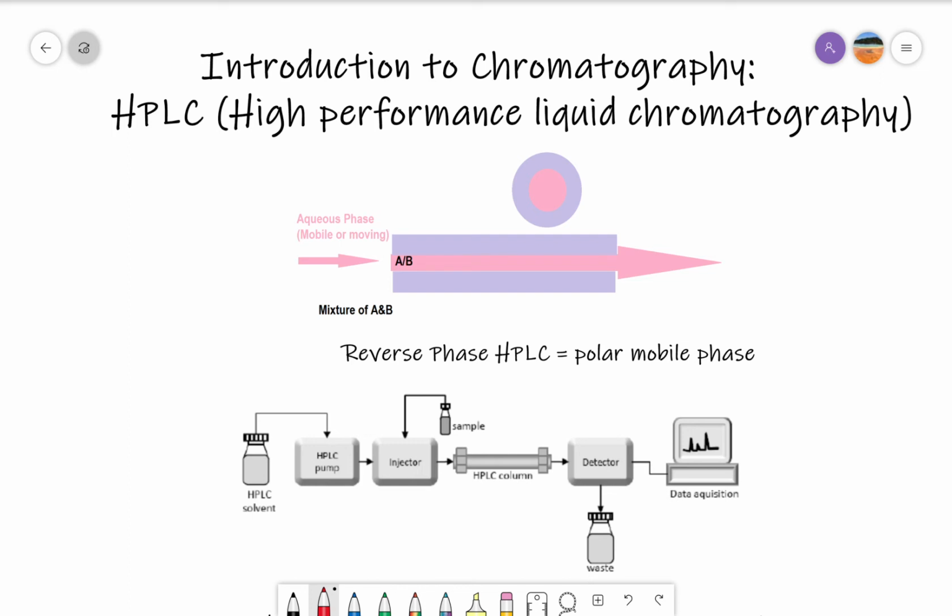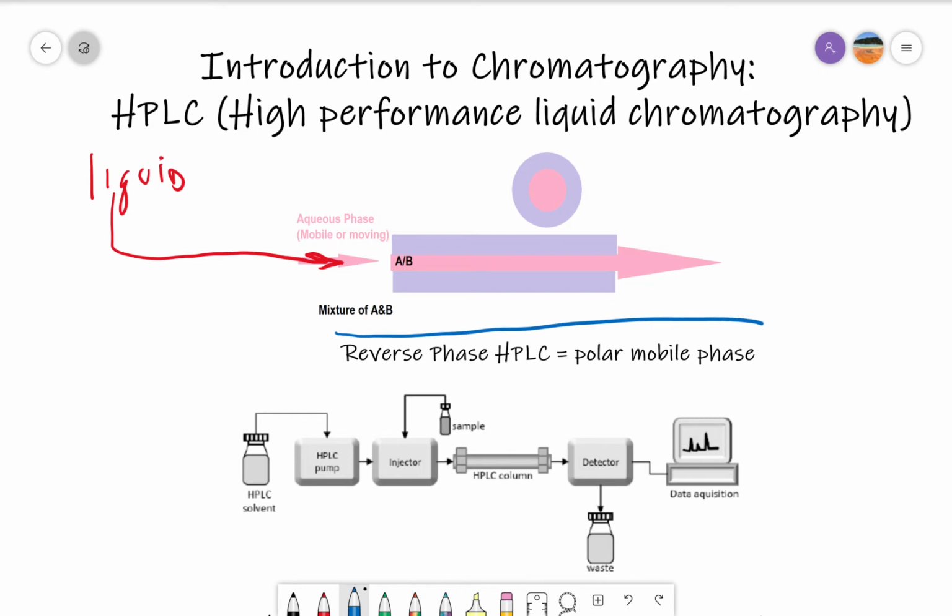Hi, in this video we're going to be talking about the analytical applications of high-performance liquid chromatography, or HPLC. It's important to remember that when we're talking about liquid chromatography, what we are in fact specifying is the fact that the mobile phase traveling through the column is a liquid solvent.